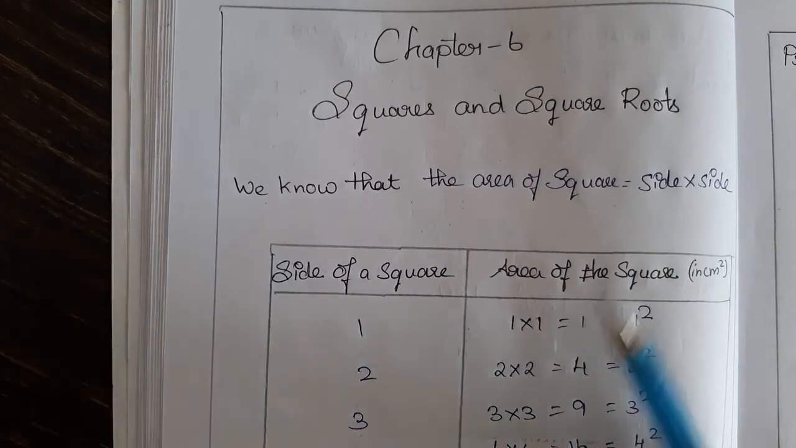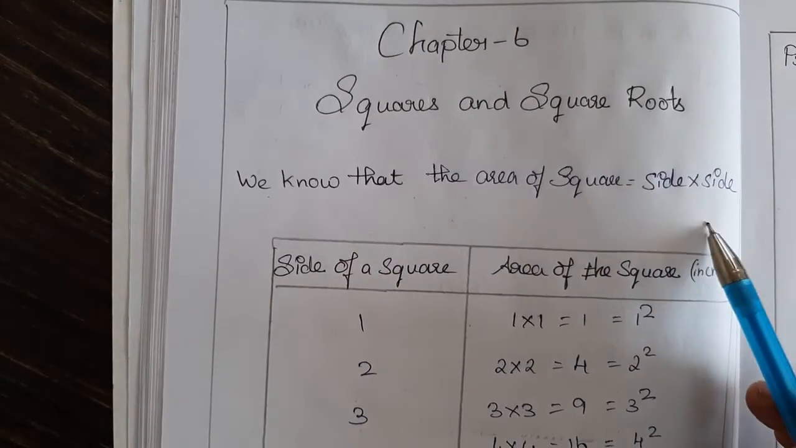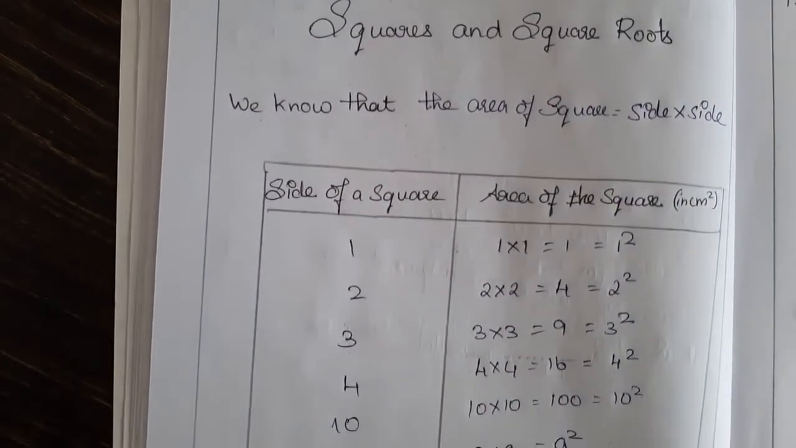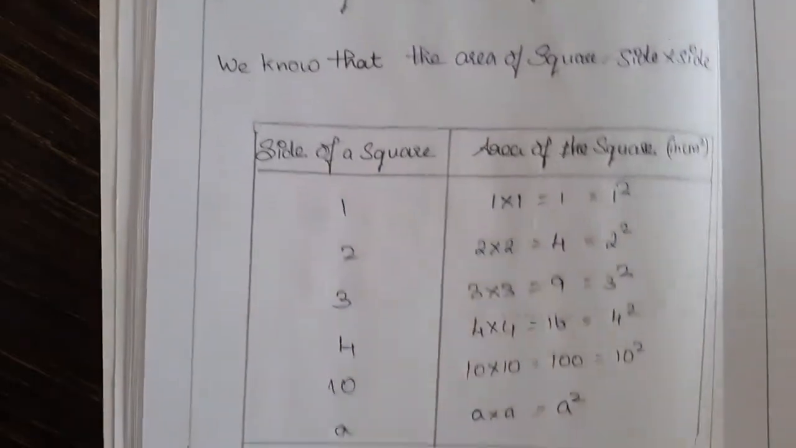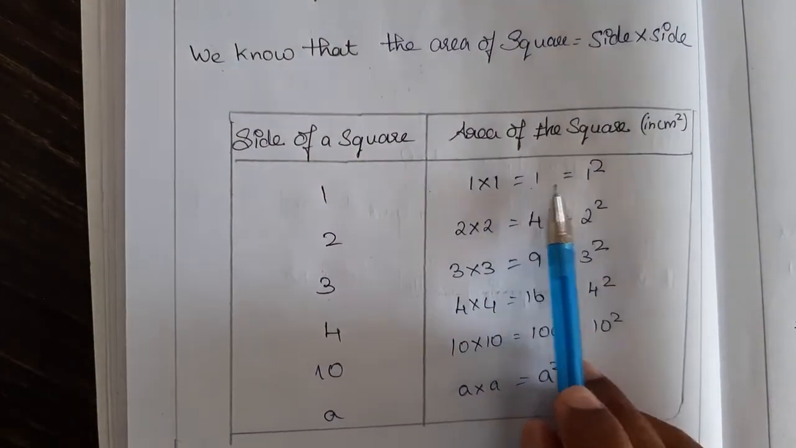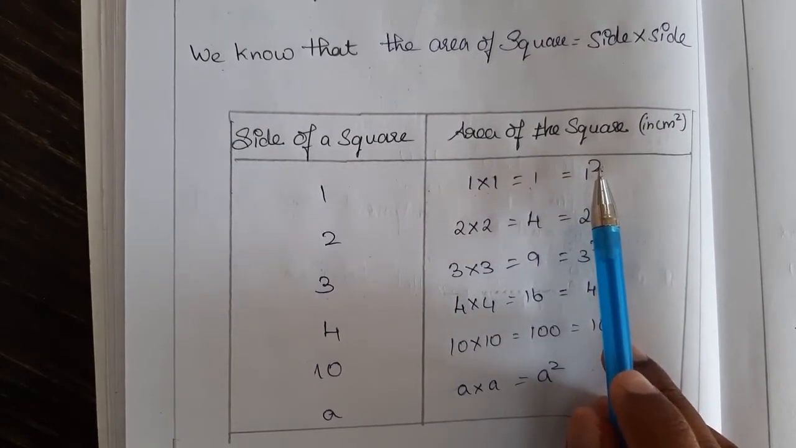We know that the area of a square is equal to side into side. The side means the length of the side of the square, right? So study the following table. If the side of the square is 1, then the area of the square is 1 into 1, which is 1. This we can represent as 1 square. 1 raised to the power 2, we call it 1 square.